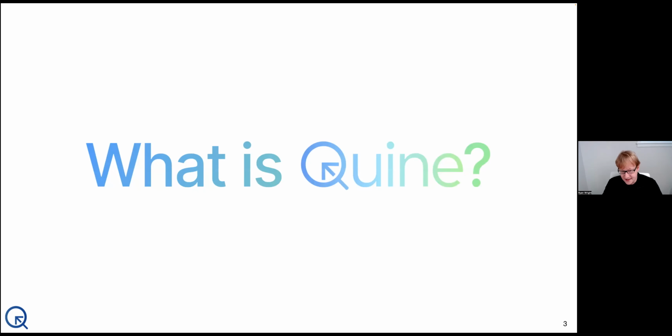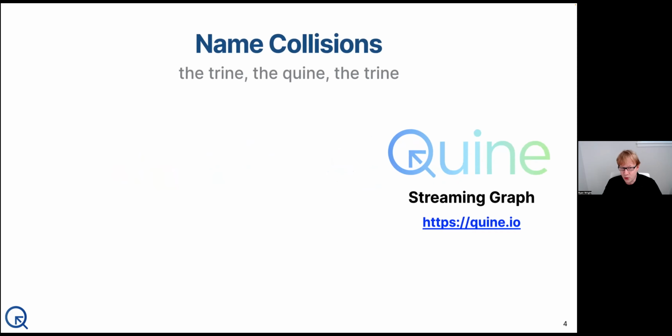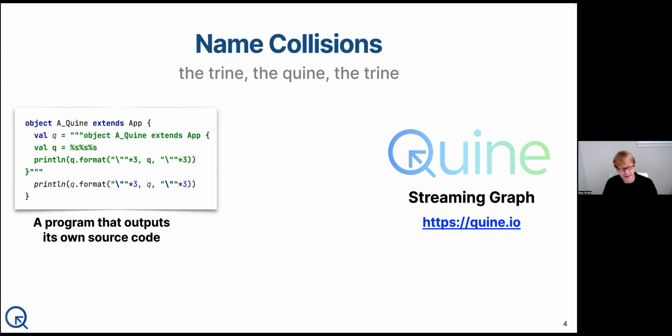So with that, let's start with this question about what Quine is. And as hinted at a moment ago, Quine is more than one thing. So the word itself, for the purposes of this presentation, refers to Quine, the streaming graph, which you can see details of at that website, quine.io. But as mentioned before, a Quine is also a program that outputs its own source code. So here's an example, a program that when you run it, it takes no arguments, and the result is a string that is the source code that when compiled will do exactly that.